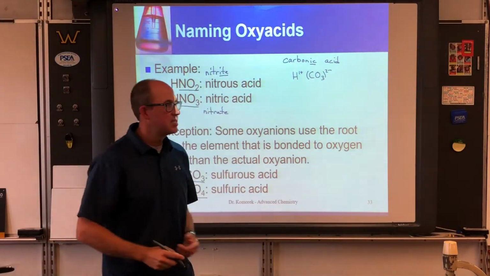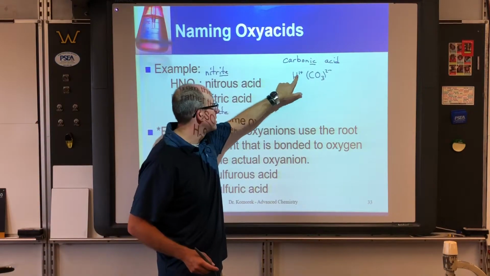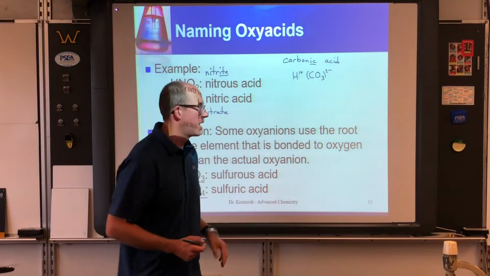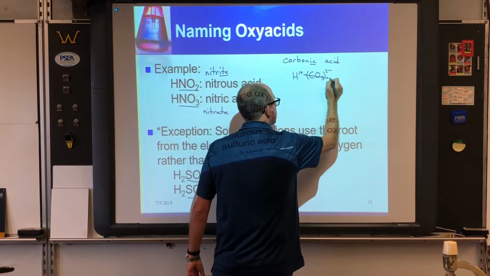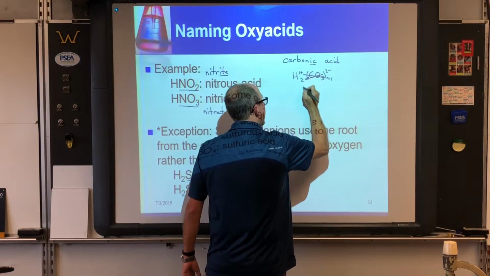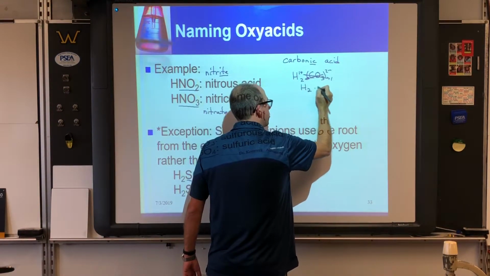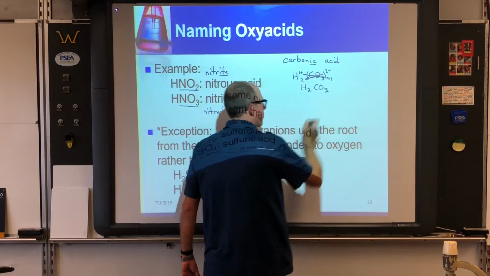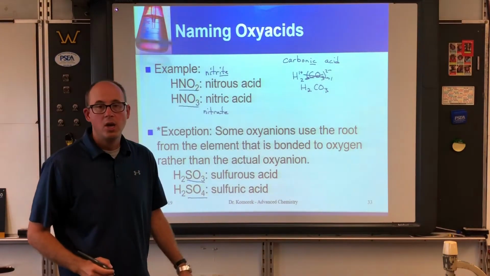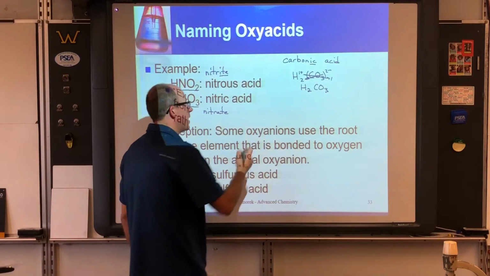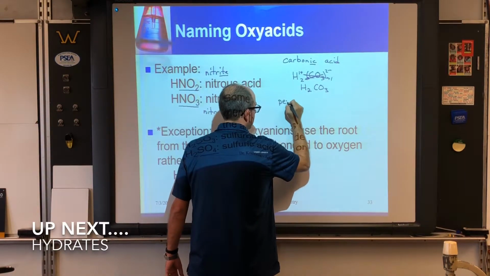So we next look to see if our charges cancel. I have a 1+ here and a 2- here. They don't cancel, so I cross the charges. And I get the formula H2CO3 for carbonic acid. Try one more, perchloric acid.